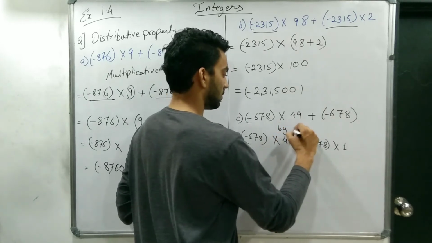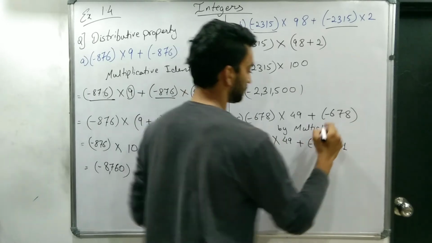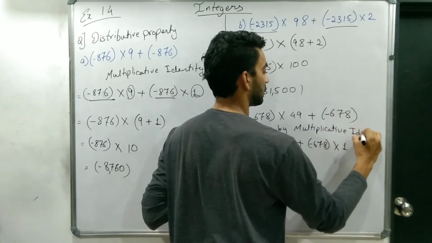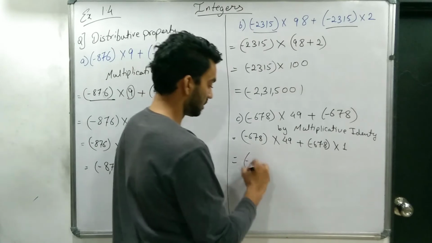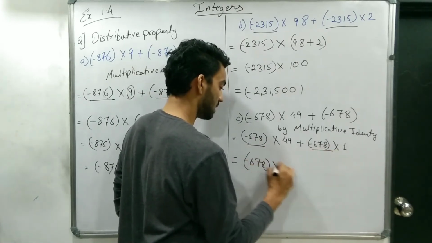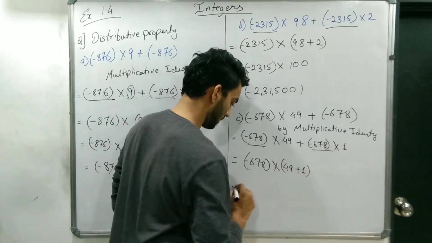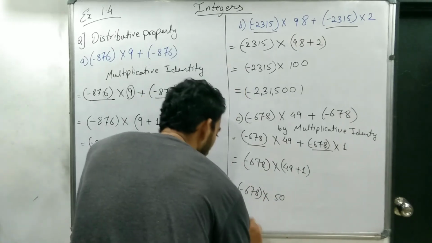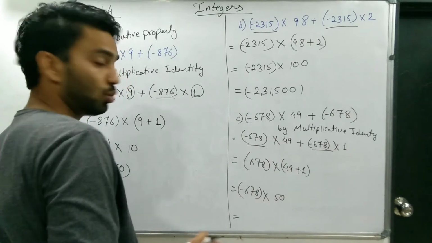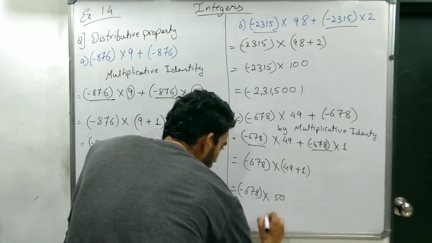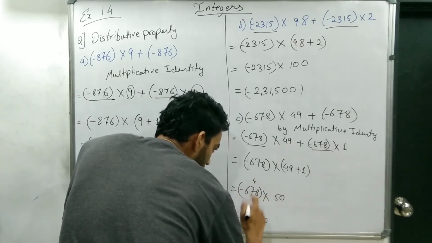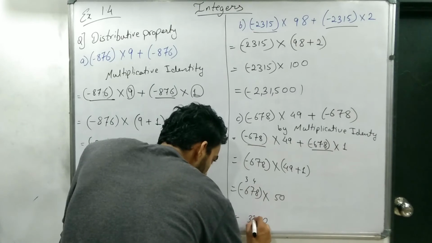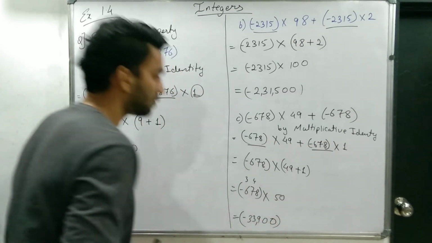Now I will write it here, multiplicative identity. So this is A, minus 678 into 49 plus 1. So minus 678 into 50, since 49 plus 1 is 50. So you just have to multiply minus 678 into 5 and put 1 zero. 8 fives are 40, 7 fives are 35 plus 4 is 39, 6 fives are 30 plus 3 is 33. So minus 33,900.